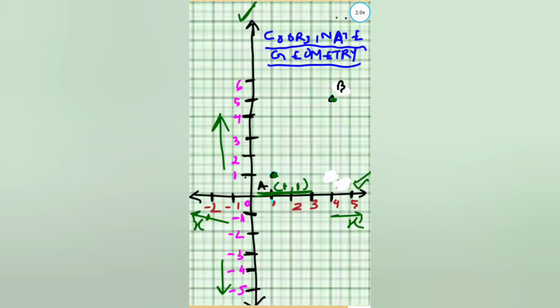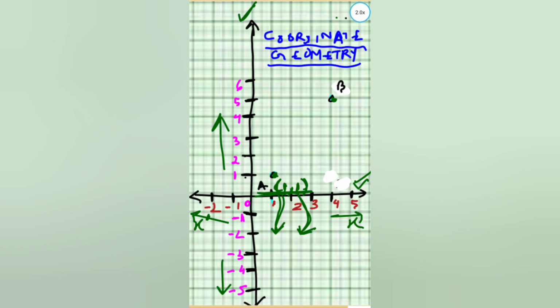Now what to do with A? This point A, its location is given by two numbers 1 comma 1. These are called coordinates. This 1 on the left is called the x coordinate, and the next number after the comma is called the y coordinate. The x coordinate is also called the abscissa, and the y coordinate is called the ordinate.